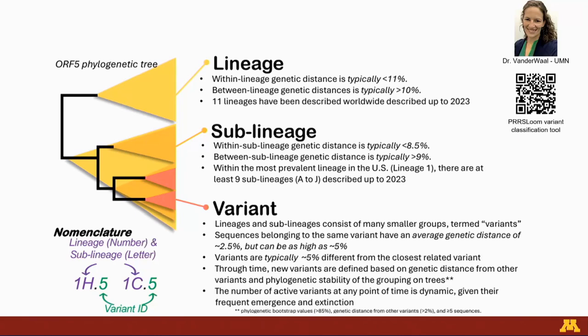So actually, when we are talking about a variant nomenclature, we are actually including all of this other additional information as well, so we can have a very complete understanding of where these viruses fall within a phylogenetic tree, for example.